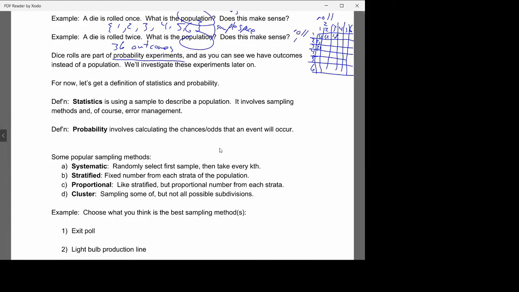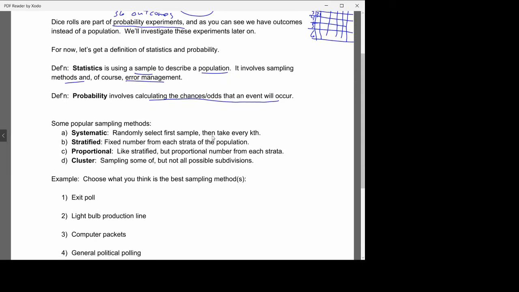Statistics is using a sample to describe a population. It involves sampling methods and, of course, error management. Probability involves calculating the chances or odds that an event will occur. Like, what are the odds that I draw a royal flush out of cards? Or what are the odds that I roll an even number on the next one, or roll a 7 or an 11 if you're playing the game of craps?